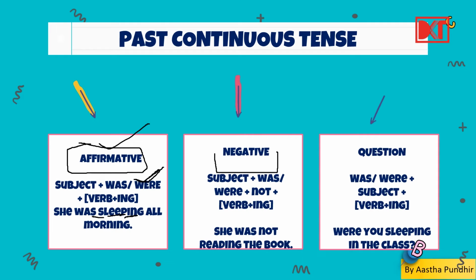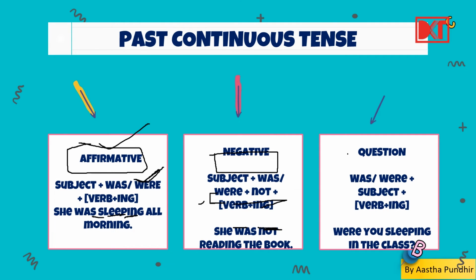Then for negative sentences, negative could be subject plus was or were, similar like this, and then not. We include a not in here. And everything else remains the same. We just have to insert a not in the middle. For example, she was not reading the book. We're talking about past continuous tense, right? So she, subject plus was or were plus not, reading the book. Read is the verb and ing.